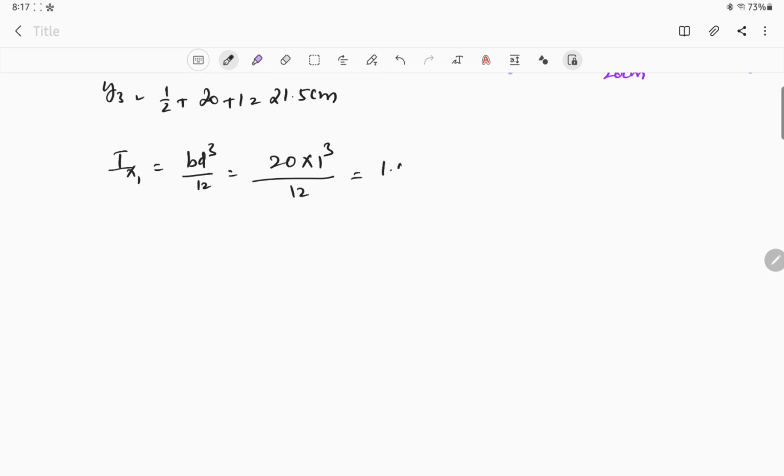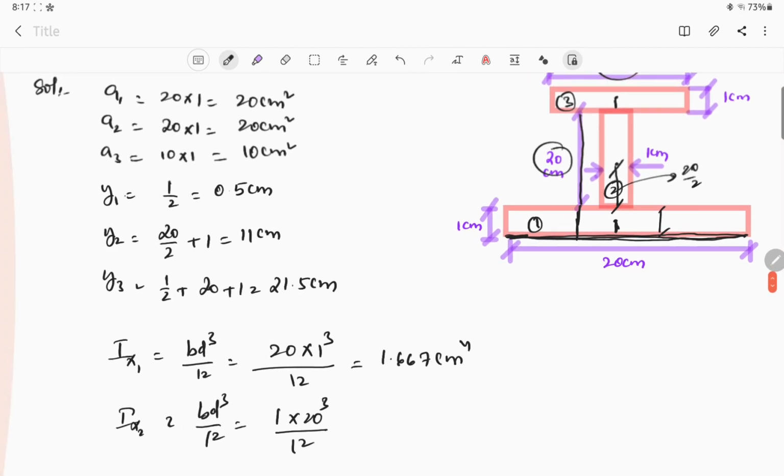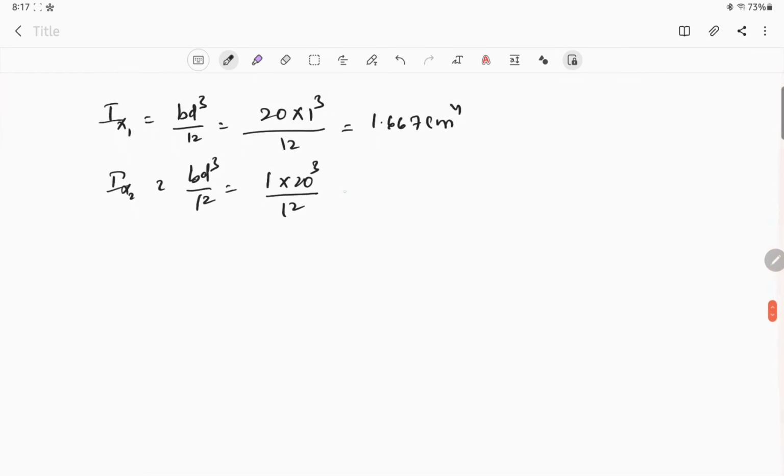So it will be 1.667 centimeter power 4. Similarly, what about Ix2? BD cube by 12 again. So B is how much there? 1 into 20 cube whole divided by 12. Why are we getting 1 here? See, this is the base B and this is D, BD cube by 12. So 1 into D cube is equal to how much, you tell me?